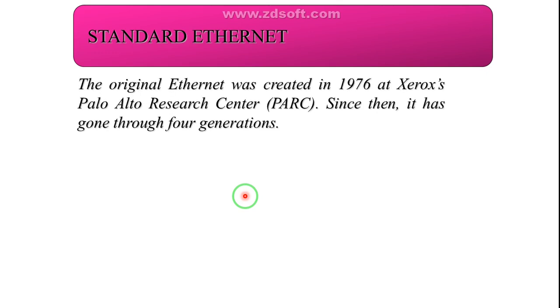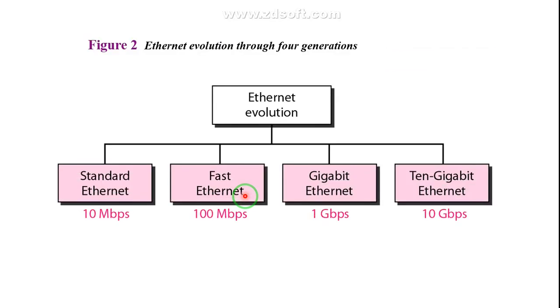Now, the original Ethernet was created in 1976 at Xerox Palo Alto Research Center, that is PARC. Since then, it has gone through 4 generations. So what are those 4 generations?